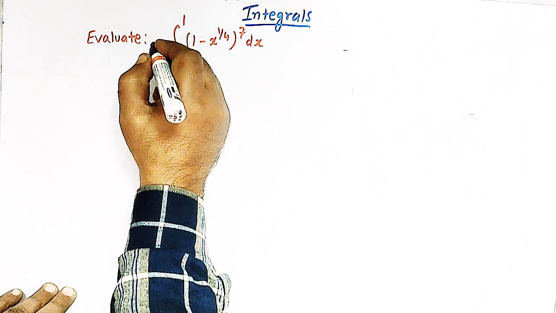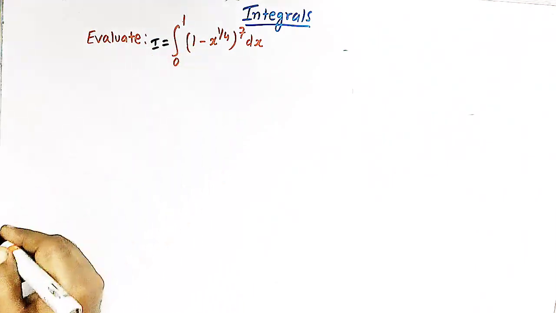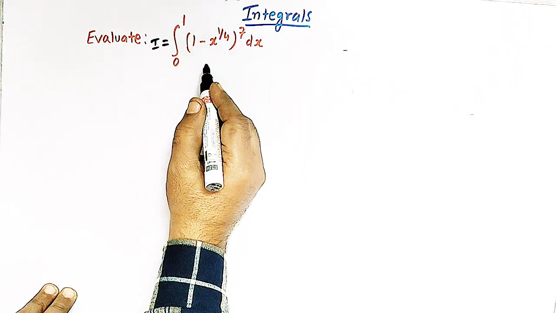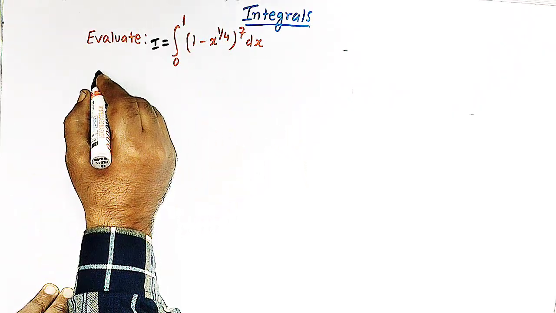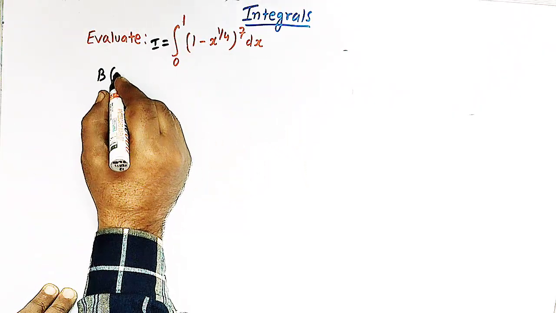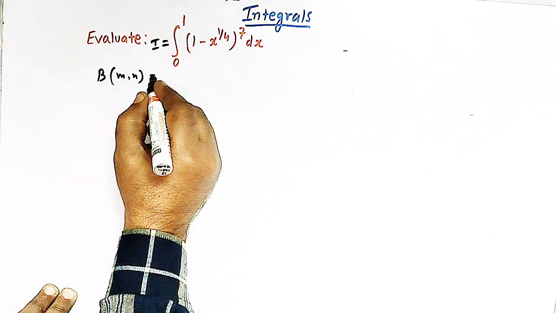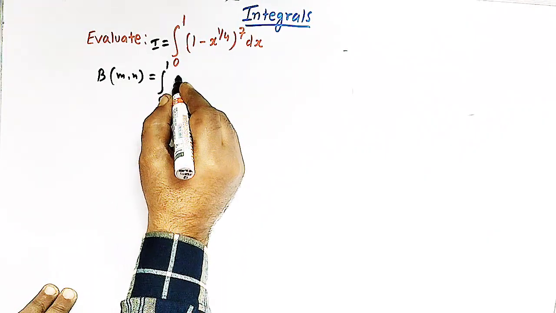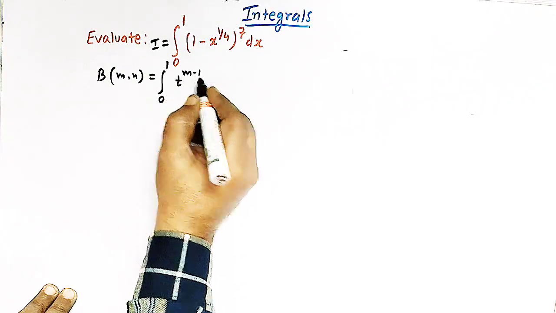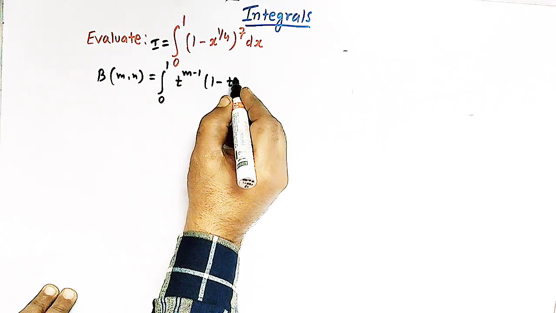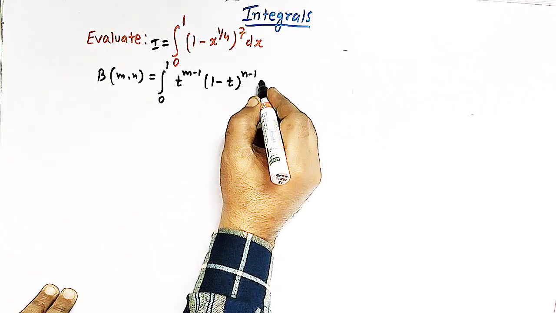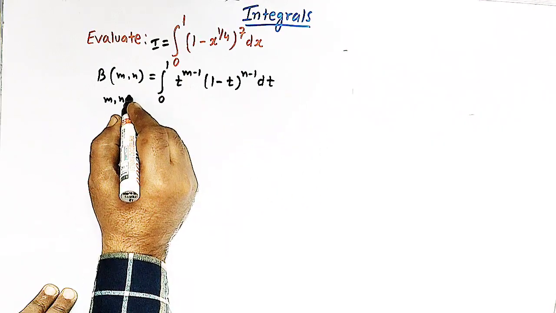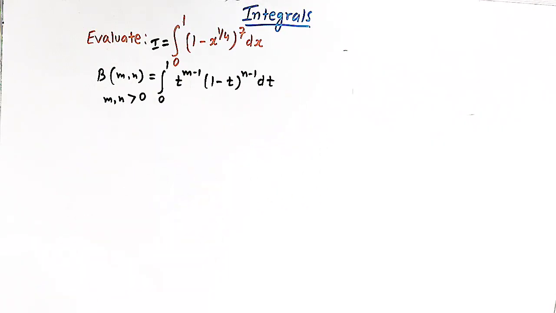So let us first call this integral as I, and here we'll convert this integral into the beta function, which is B(m, n) equal to the integral from 0 to 1 of t^(m-1) (1 minus t)^(n-1) dt, where m and n are greater than 0.